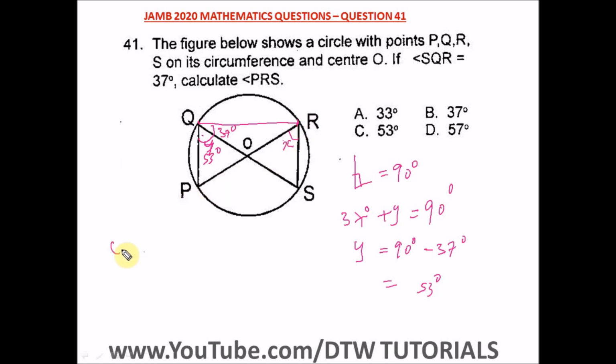So therefore the angle of Q is equals to the angle of R on the same segment. So 53 degree is equals to our x. So therefore angle PRS is equals to 53. Sorry, there's a glitch in my system. So that should be 53 degrees. So it is our C.